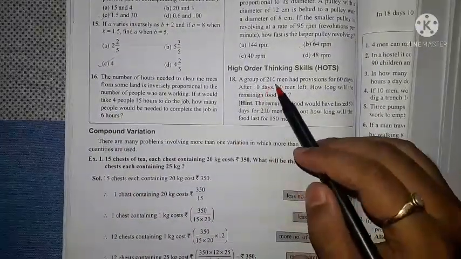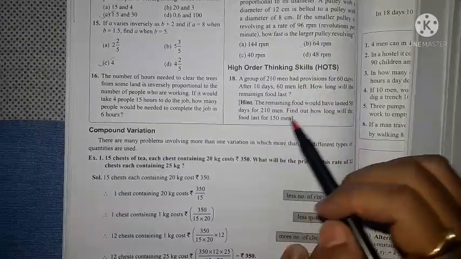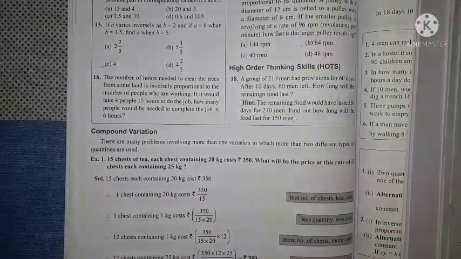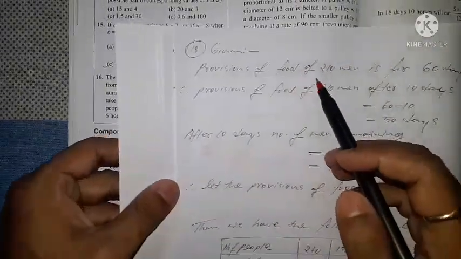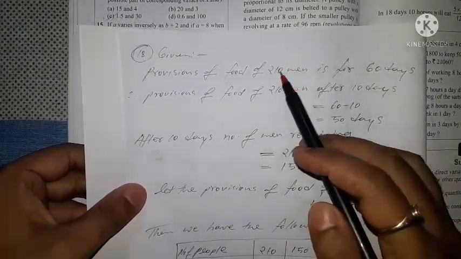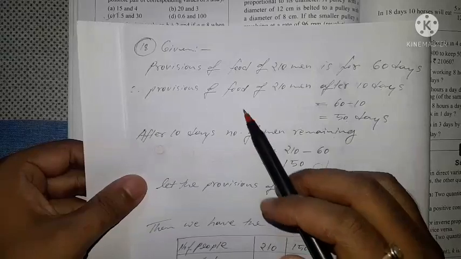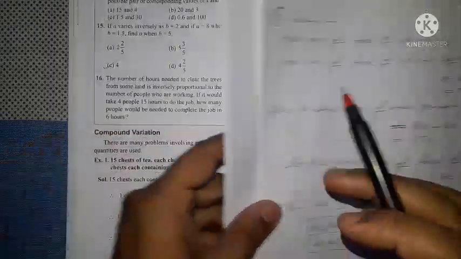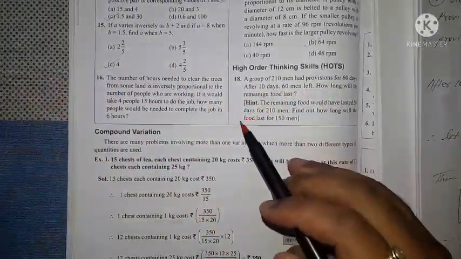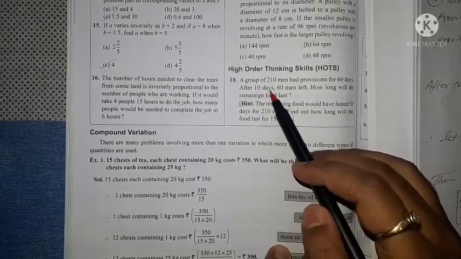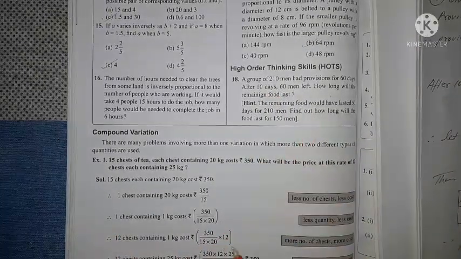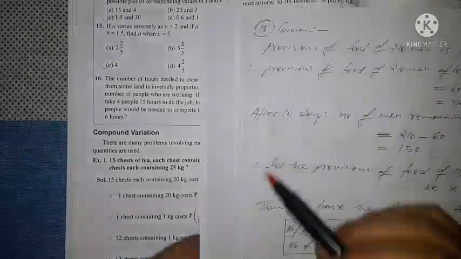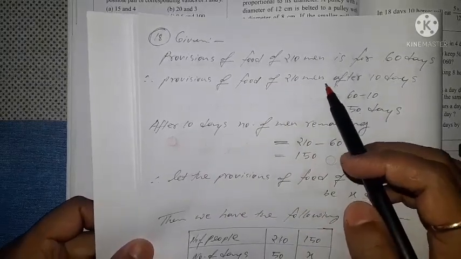Question number 18, it is given a group of 210 men had a provision for 60 days. After 10 days 60 men left, how long will the remaining food last? So given the provision of food of 210 men is for 60 days. Now in this question, we will apply the condition of indirect variation only after 10 days, because after 10 days 60 men left. So therefore the provision of food of 210 men after 10 days.